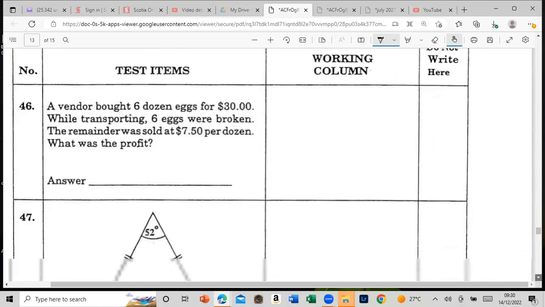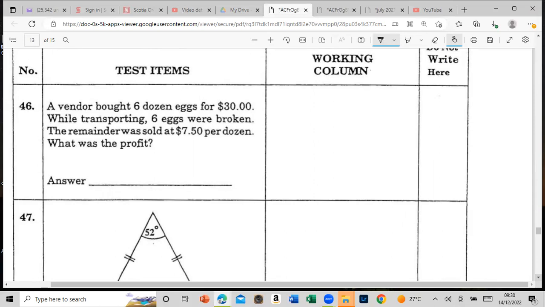Alright, so let's move on to number 46. A vendor bought 6 dozen eggs for $30. While transporting, 6 eggs were broken. The remainder was sold at $7.50 per dozen. What was the profit? Okay, so let's go.